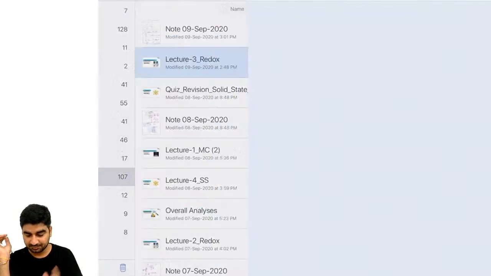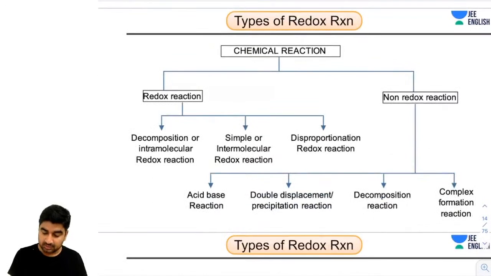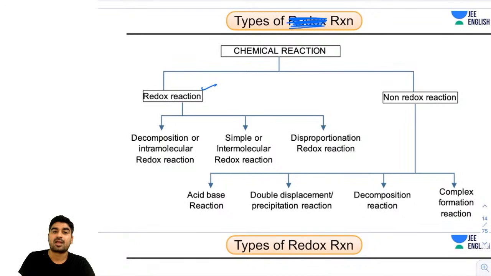Now I'm moving ahead. Guys, what are the types of reaction? Actually, reactions can be of two types. One reaction can be redox, another can be non-redox. So redox reaction can be further divided into three types: simple or intermolecular, decomposition, or disproportion. And then non-redox, it will be acid base, double displacement, decomposition, and complex formation.